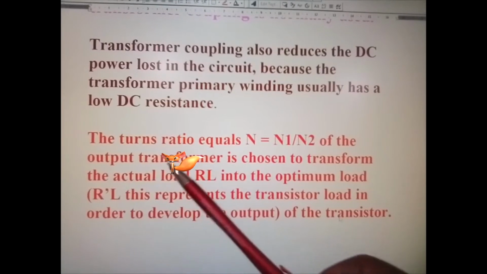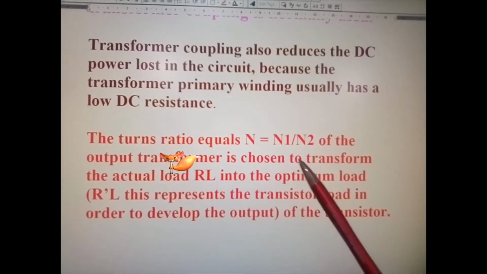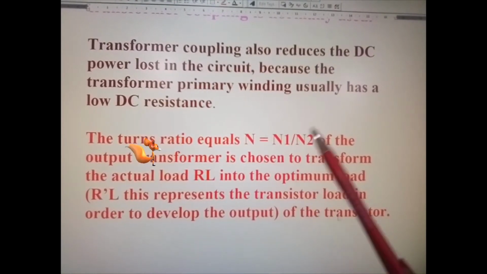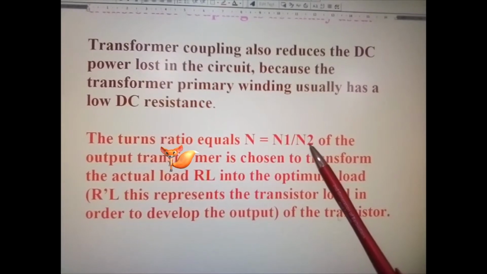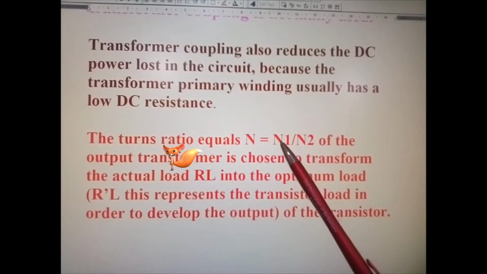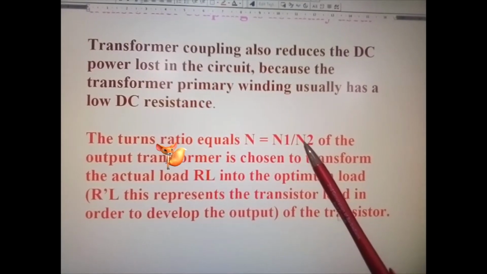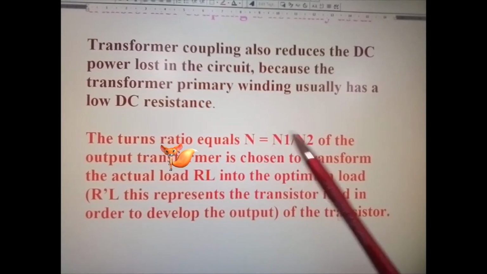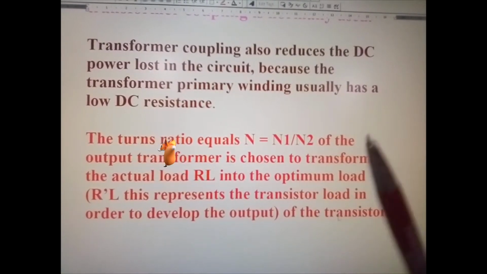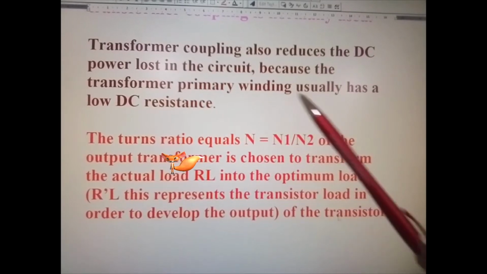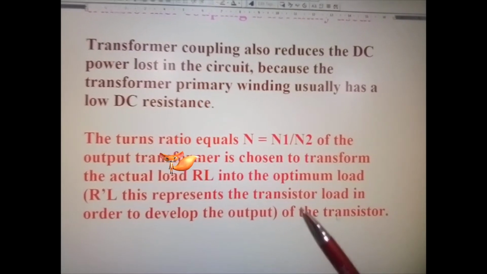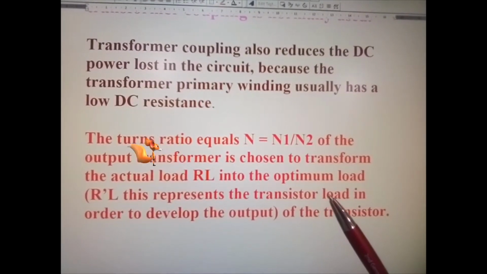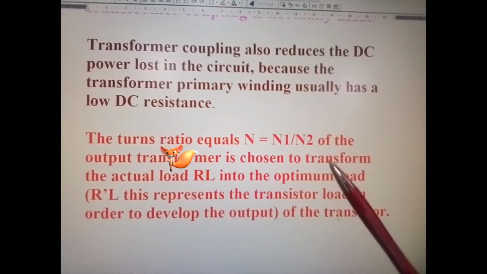Now the turns ratio equals N equals N1 over N2. That's the turns in the primary, respective turns in the secondary. So N1 would be your primary, N2 would be your secondary. And that will give you the turns ratio in respect of your transformer, which will give you the relevant output for maximum transfer of power.